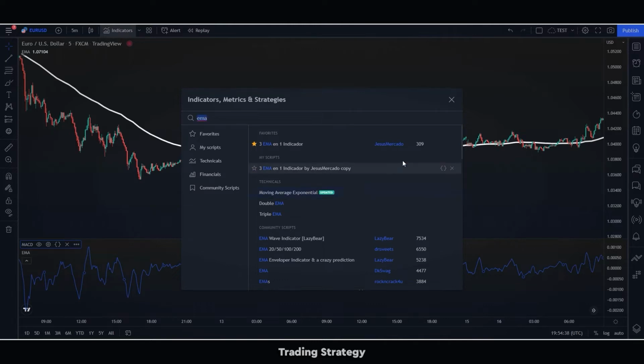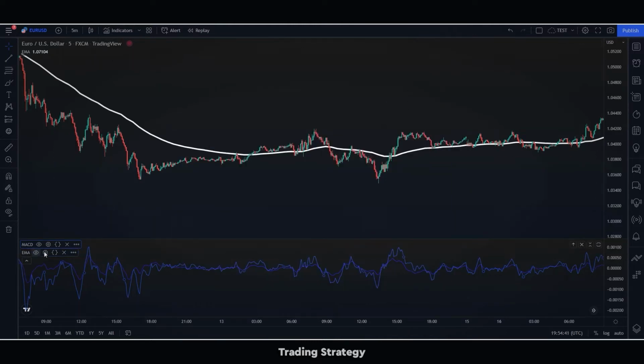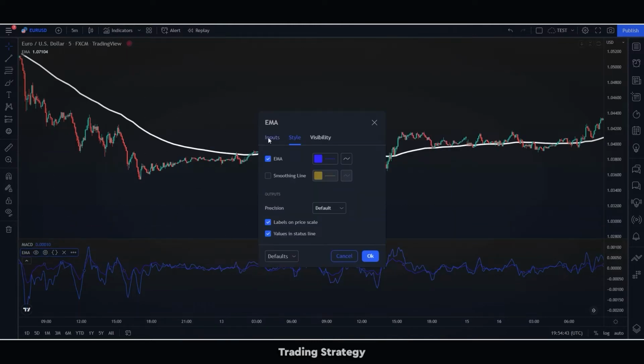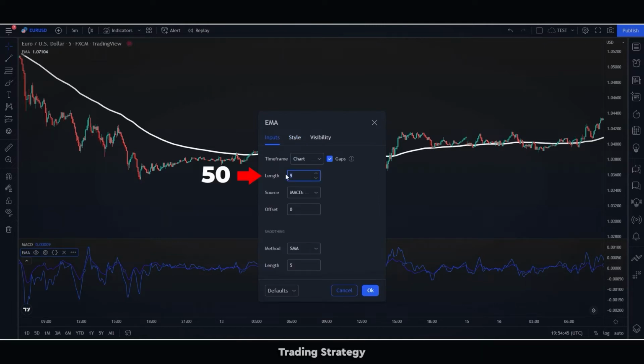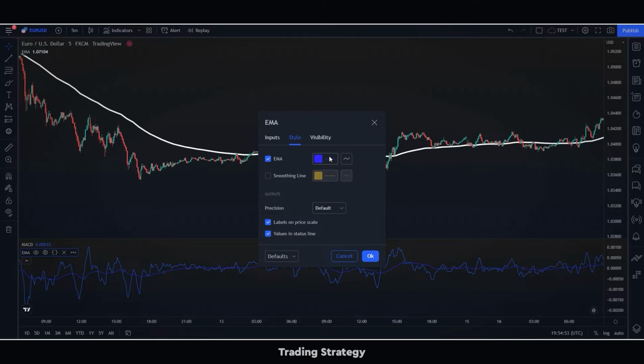Once selected, we're going to see that the EMA is inside the MACD. All that remains is to configure it. We will configure it for 50 periods, and in source, we will put that we want it in the MACD line. In addition, we will change the color to white and we will increase the thickness a little.